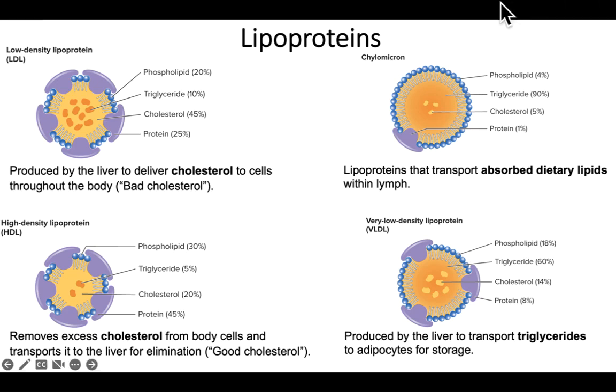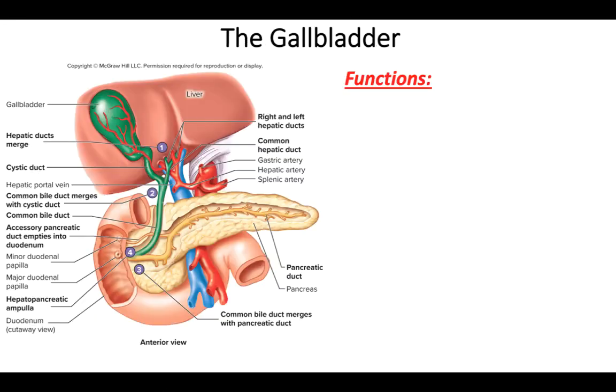All right, so these are the four. There's some other lipoproteins, but these are your main lipoproteins. Again, they're used to transport lipids in either your bloodstream or your lymphatics. All right, finally, let's talk a little bit about the gallbladder.